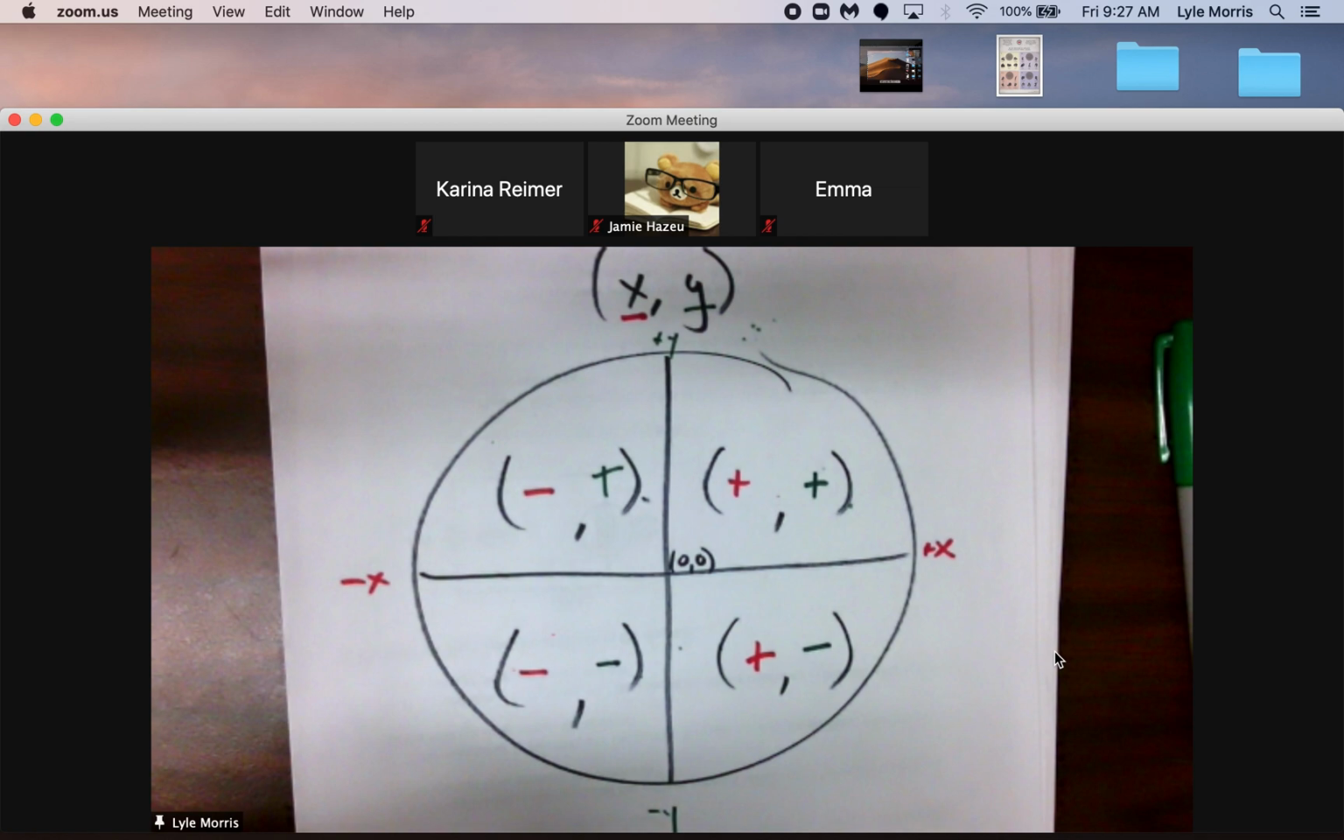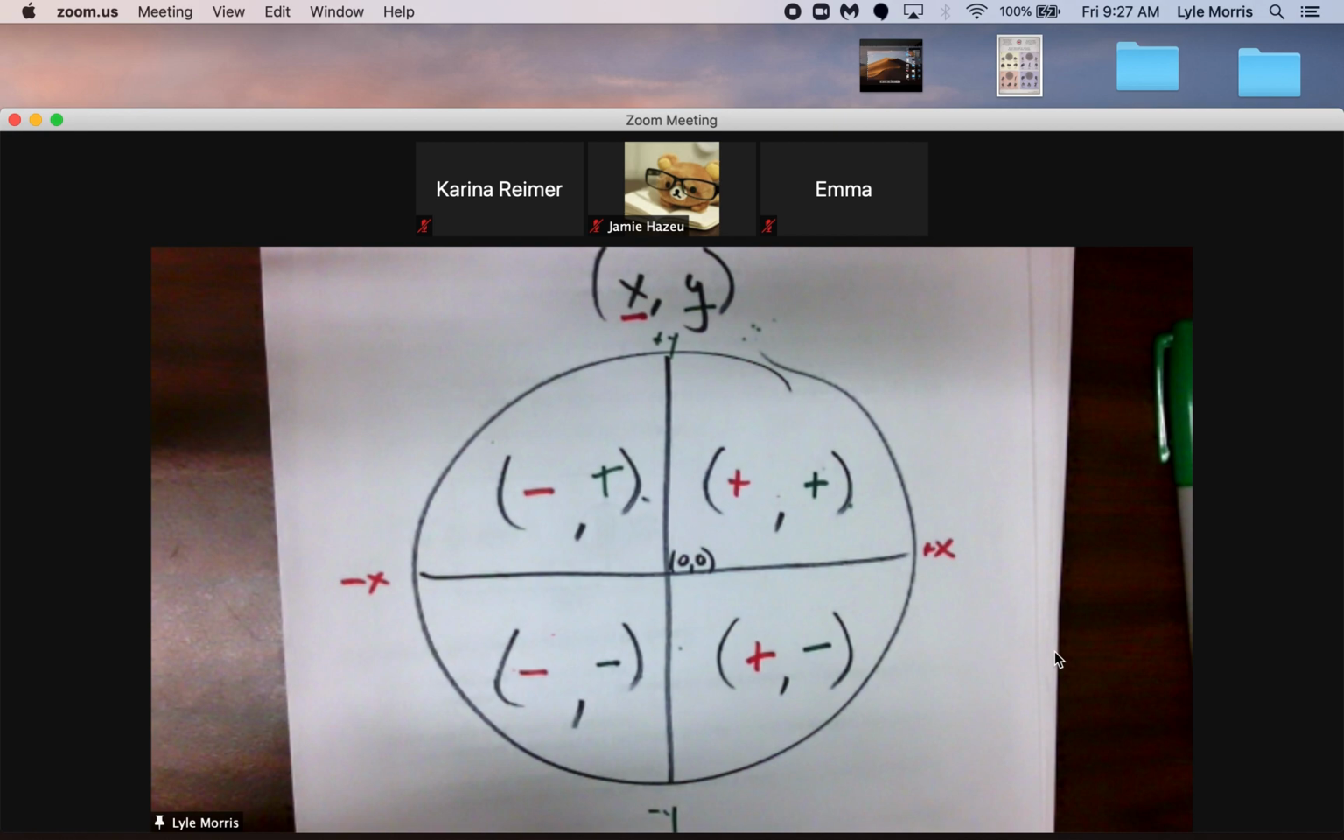When you get over here, anything with the x is going to be negative. And because it's negative and a positive, it's going to be negative. So sine is the y value, sine is positive, cosine is negative. Tangent, because it's y over x, is going to be negative. Tangent here, where they're both negative, is going to be positive. Does that make sense?